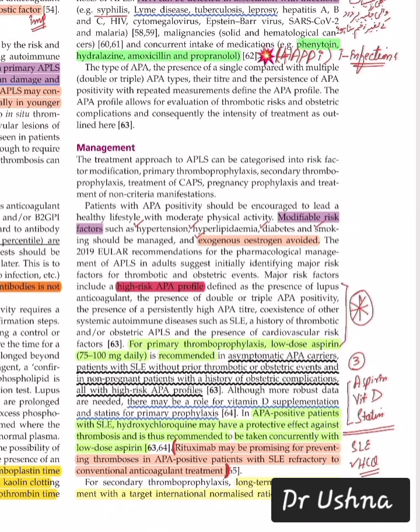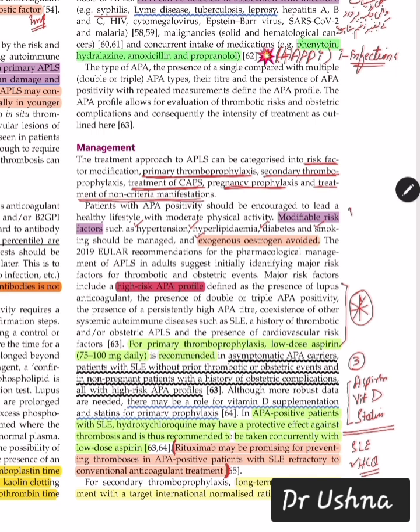For the management of antiphospholipid syndrome, we divide the management into different categories. One is the risk modification. Second is the primary thromboprophylaxis. Third is secondary thromboprophylaxis, and then treatment of complication, which is CAPS, pregnancy prophylaxis, and the treatment of non-criteria manifestation. So we are going to discuss it one by one.